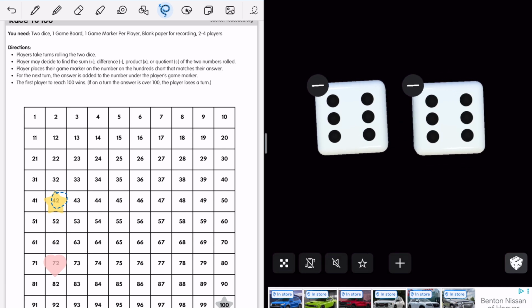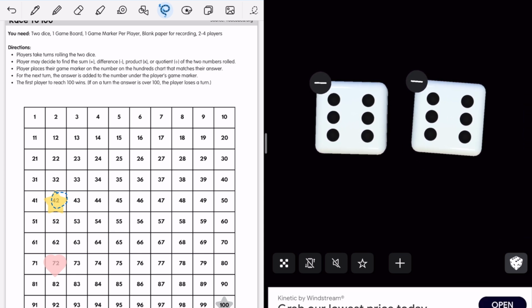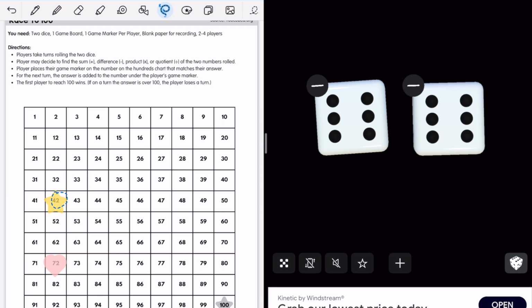Player 2 goes again, and they get 6 and 6 again. Now, if they multiply 6 times 6 this time for a total of 36, they're going to end up over 100, and they would lose their turn. So the best thing to do here might be to add these two to get 12 and add that total to the 72. So they would end up being able to move theirs to 84.